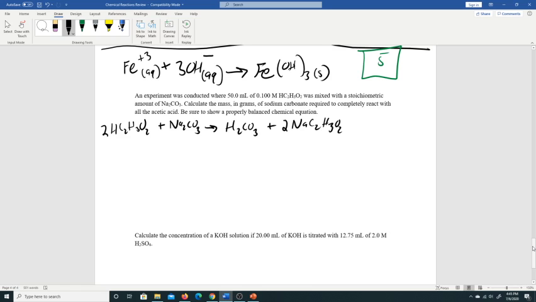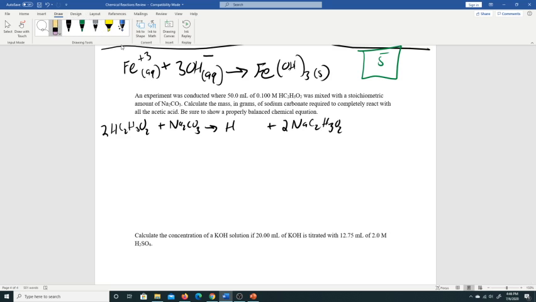And are we balanced now? I believe so. I have 1 C, I have 1 carbonate, that's carbonate, 2 sodiums, 2 acetates, 2 H's, and we have 2 H's. That is balanced so far. This can further decompose to form CO2 and water.